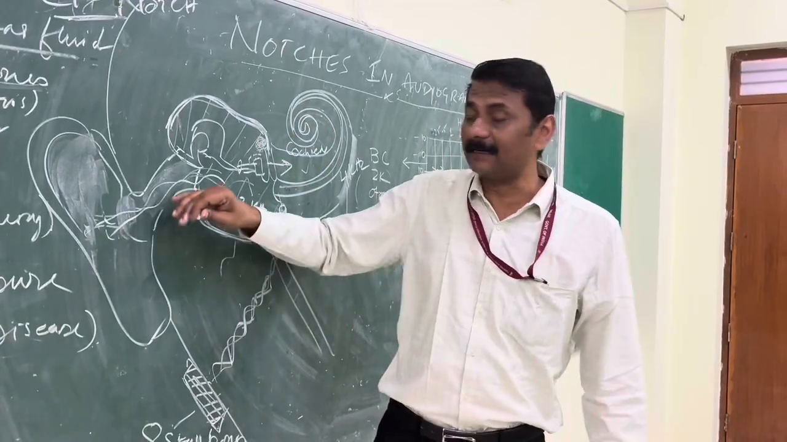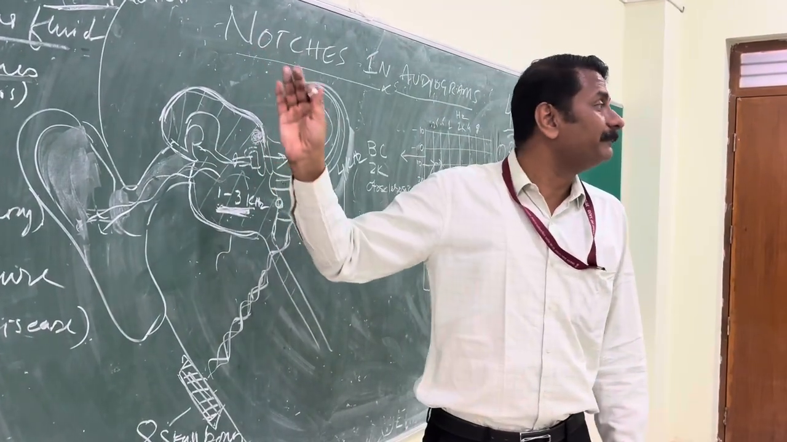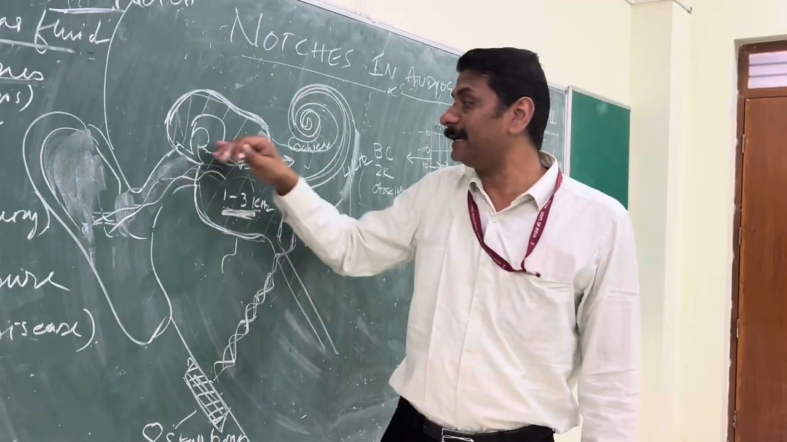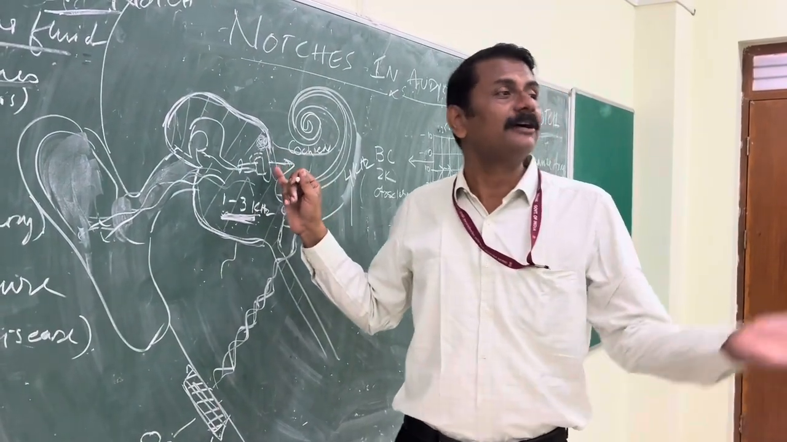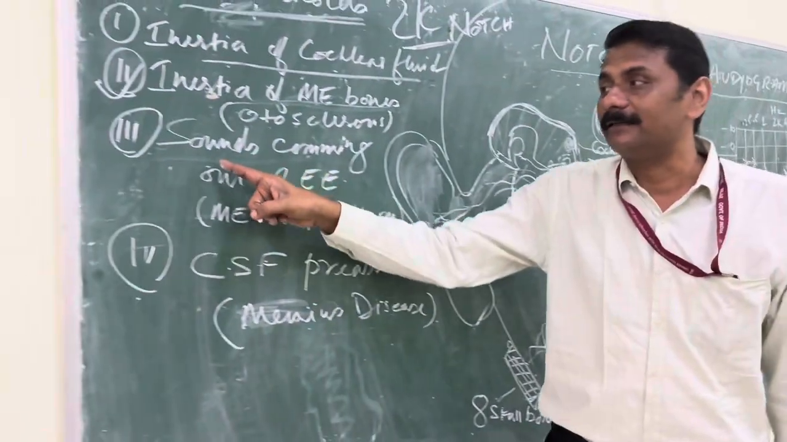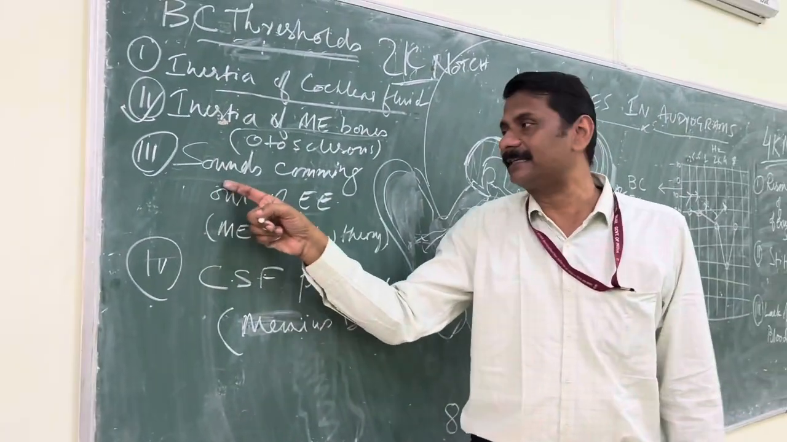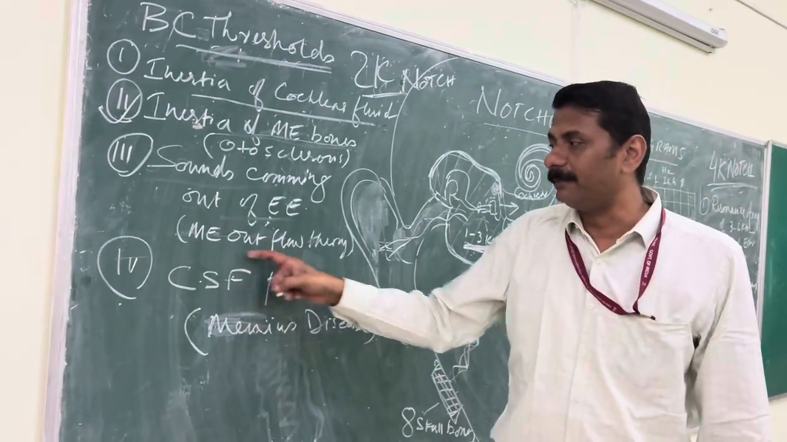And when there is a conductive loss, as you all know, there will be a pseudo increase in the BC, because the sounds are again pushed back and there is a higher sound pressure level which is pushed into the cochlea. So the third factor which decides your BC threshold is sounds coming out of the external ear. Correct? Middle ear outflow theory.